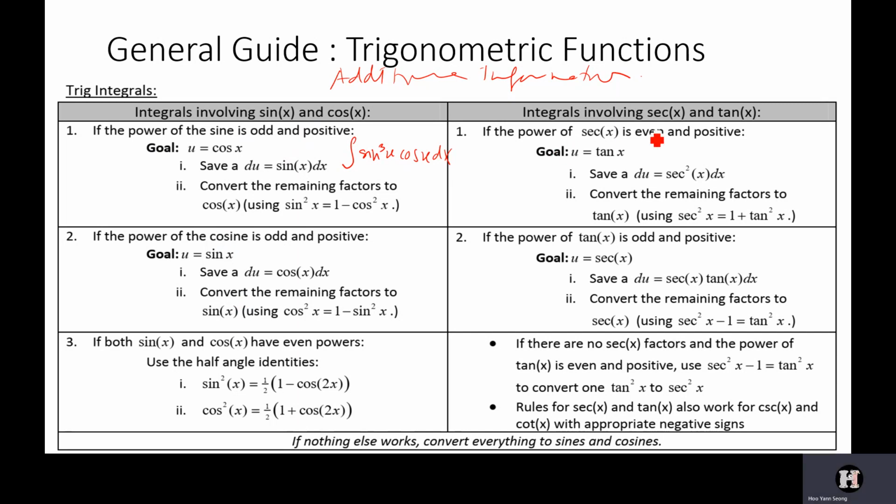If it happens to be a combination of secant and tangent, they follow the same trend as sine. If the secant is even, you choose tangent. If the tangent is odd, you choose secant. And if there is no secant, then you use the trigo identity. That's all. And over here you see there is a remark: if nothing else works, convert everything to sine and cosine.